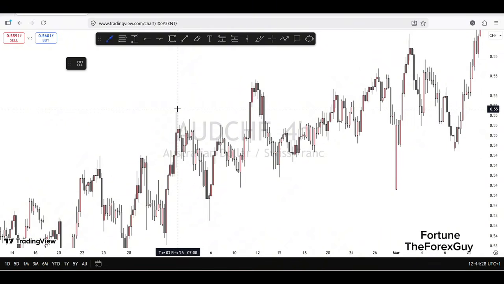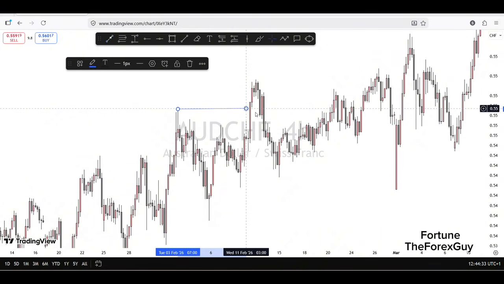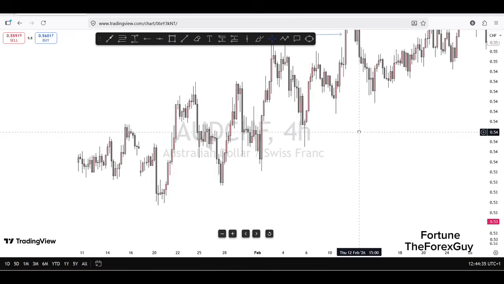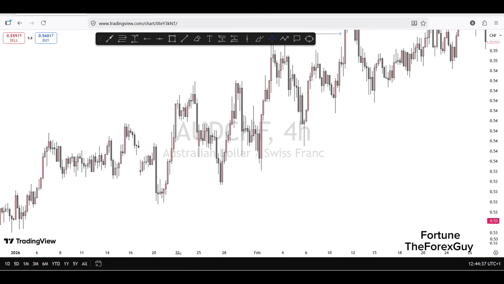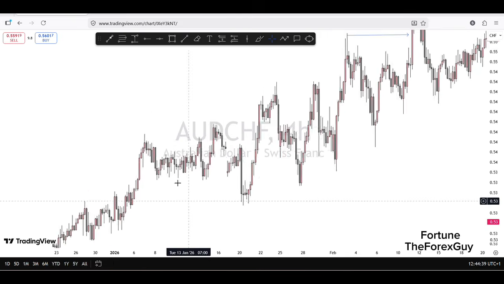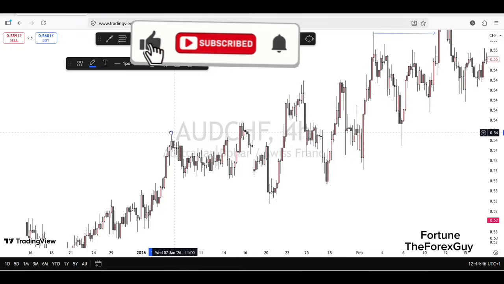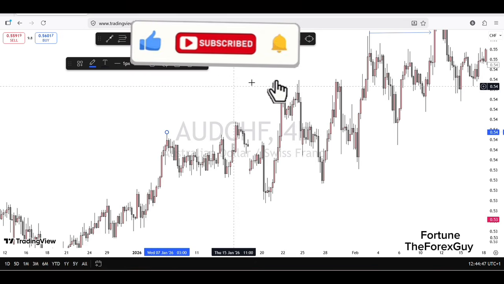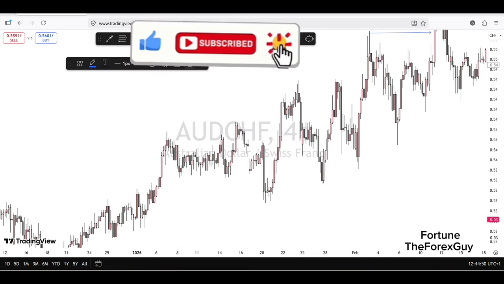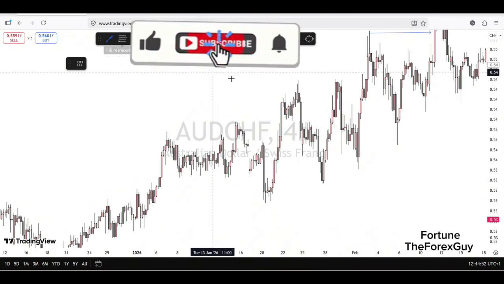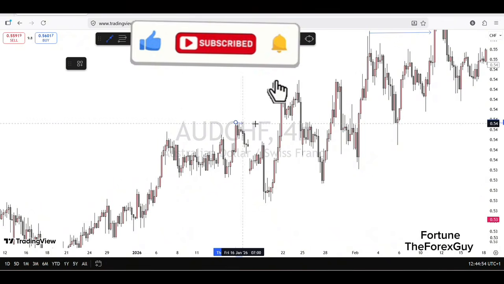Let's say we have this as a break of structure. Oh, let me even go back a little bit to see if I can find anything reasonable. Okay, let's start from here. Let's say we have this as a break of structure to the upside.